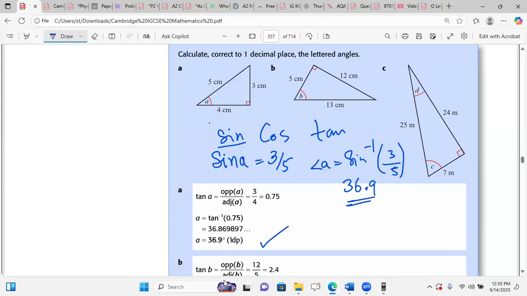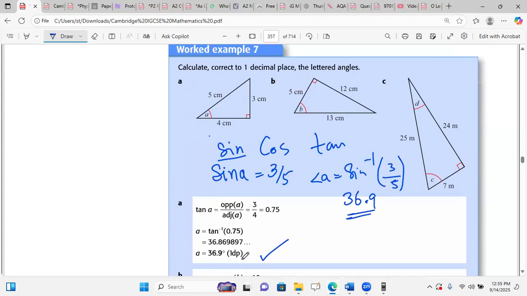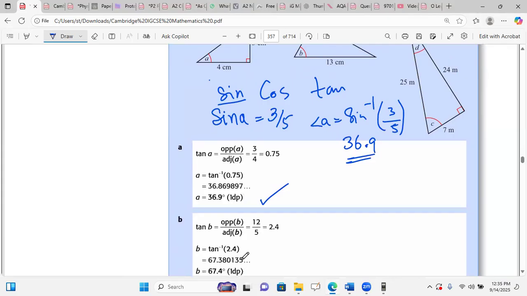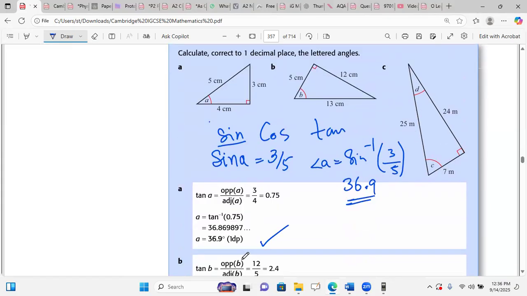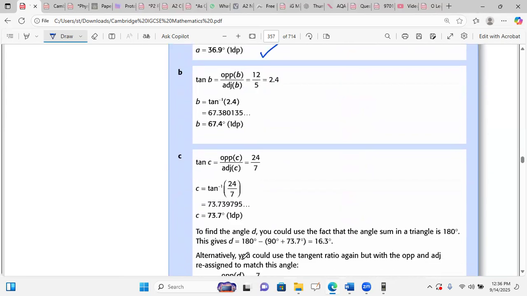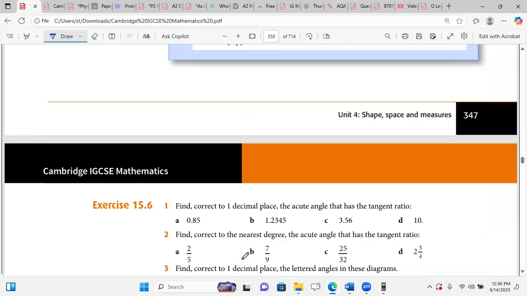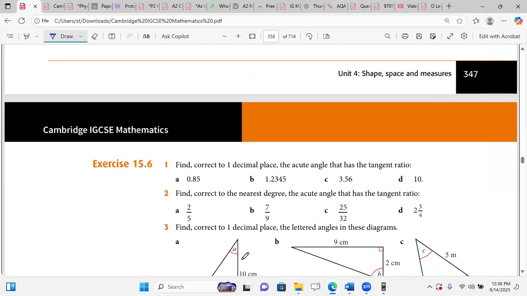You can use your tan for tan of B. For tan of B, he used 12 over 5 for the second triangle in part B. For C, he has used tan again. You can use tan, you can use sine, you can use any other ratio which you want. Find the correct 1 decimal place of the acute angle that has this tangent ratio.